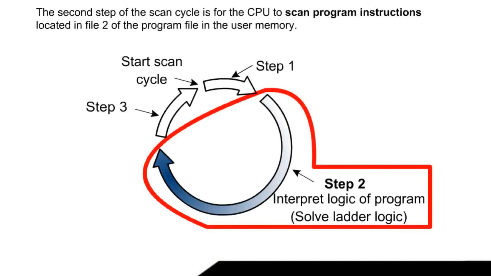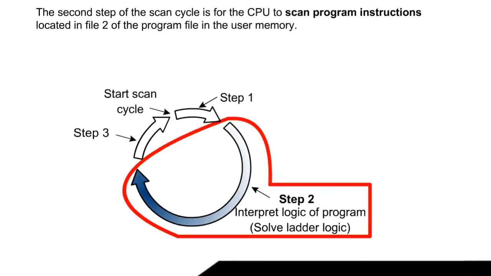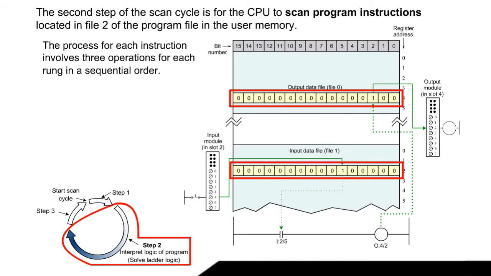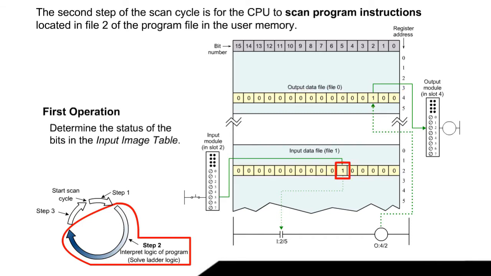The second step of the scan cycle is for the CPU to scan program instructions located in file 2 of the program file in the user memory. The process for each instruction involves three operations for each rung in a sequential order. The first operation: determine the status of the bits in the input image table.